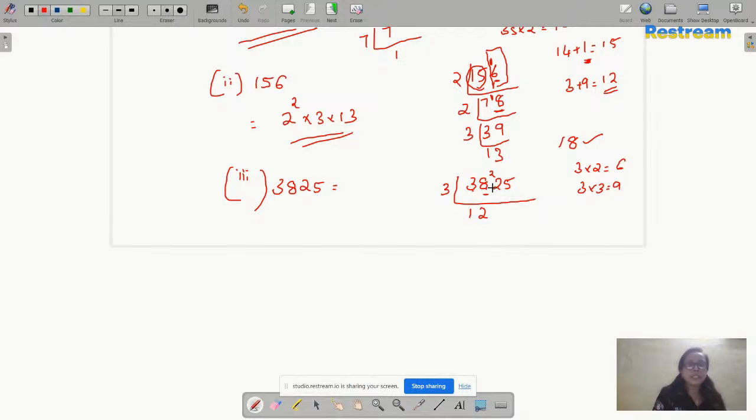Clear? Then there is 22. 3 goes on 22. 7 3s are 21. Are you getting the idea? 7 3s are 21, and 21 plus 1 is equal to 22. If you take 8, 8 3s are 24. We will not get 24 here. Here 22 alone, right? So we will take 7. 7 3s are 21. 21 plus 1 is 22. Are you able to understand?